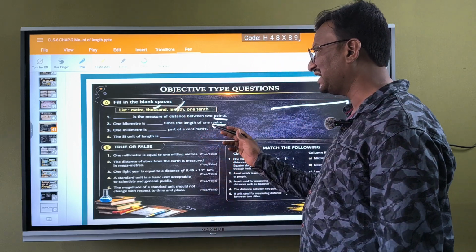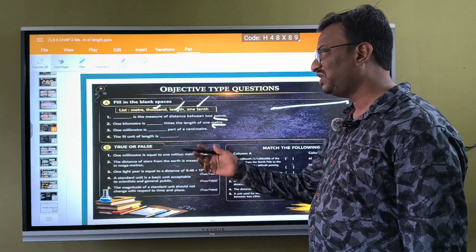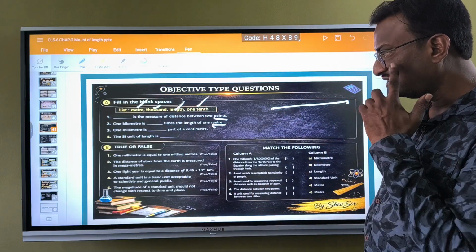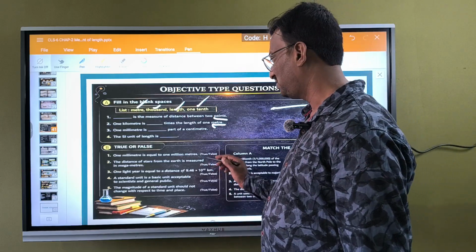1 millimeter is dash part of a centimeter, 1/10 part. The SI unit of length is meter. True or false? 1 millimeter is equal to 1 million meters. Is it? No, false.